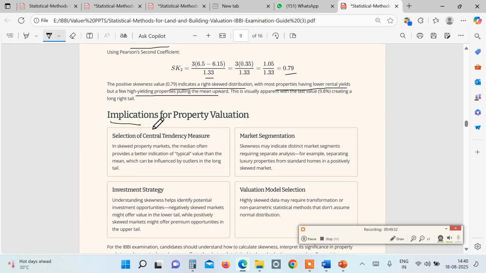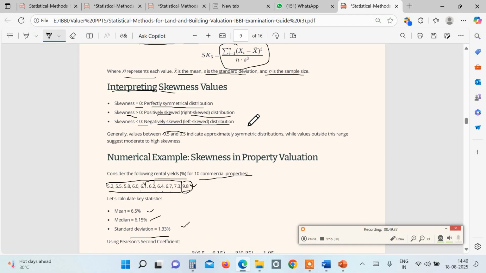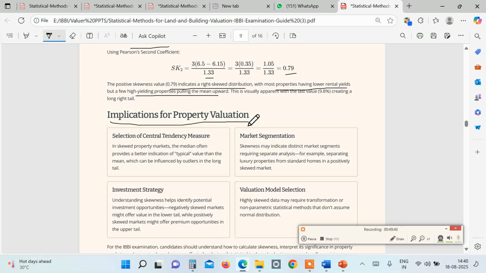What are the implications of this skewness measure in property valuation? First is the selection of central tendency measures. In skewed property markets, the median often provides a better indication of typical value than the mean, which can be influenced by outliers in the long tail. Second is market segmentation. Skewness may indicate distinct market segments requiring separate analysis, for example, separating luxury properties from standard homes in a positively skewed market.